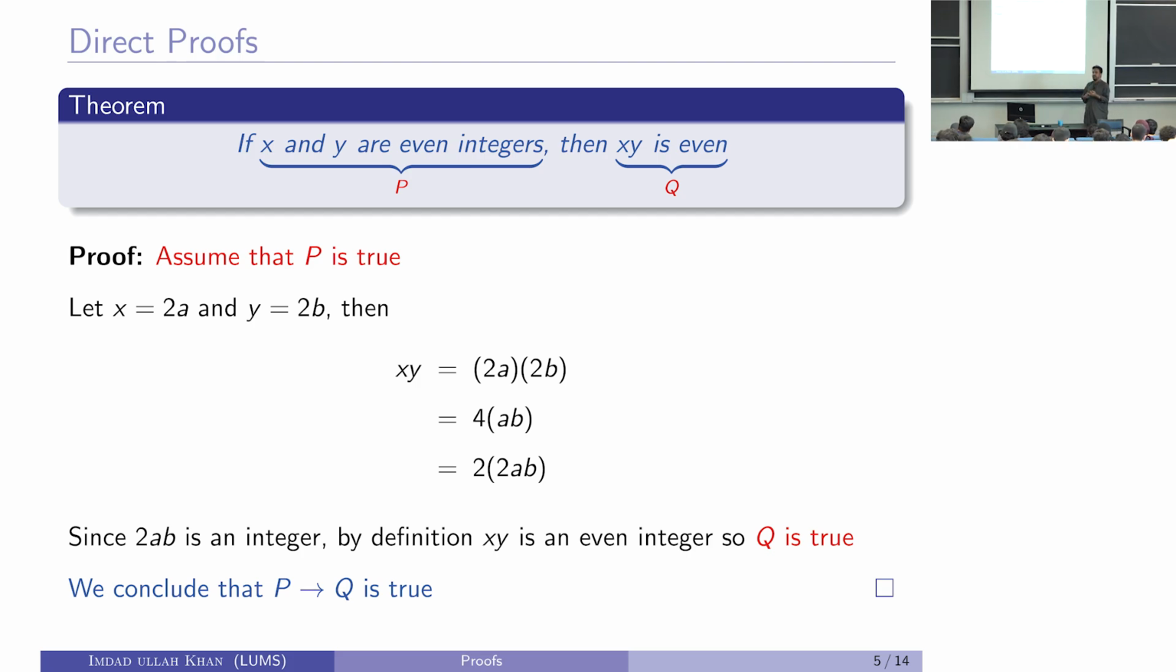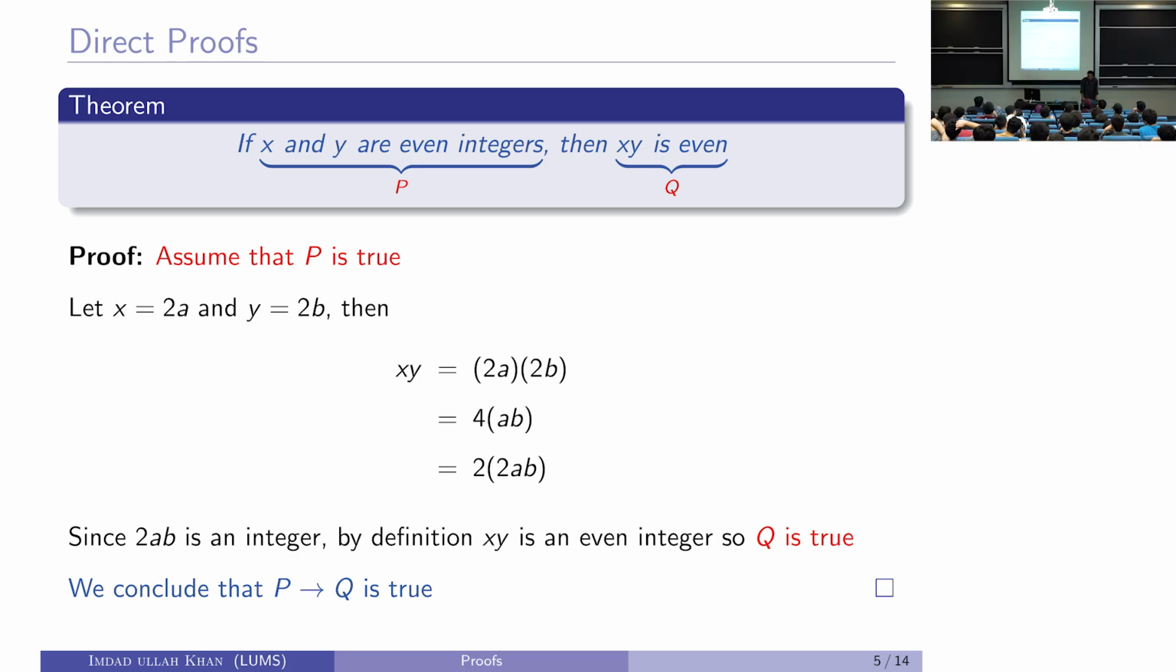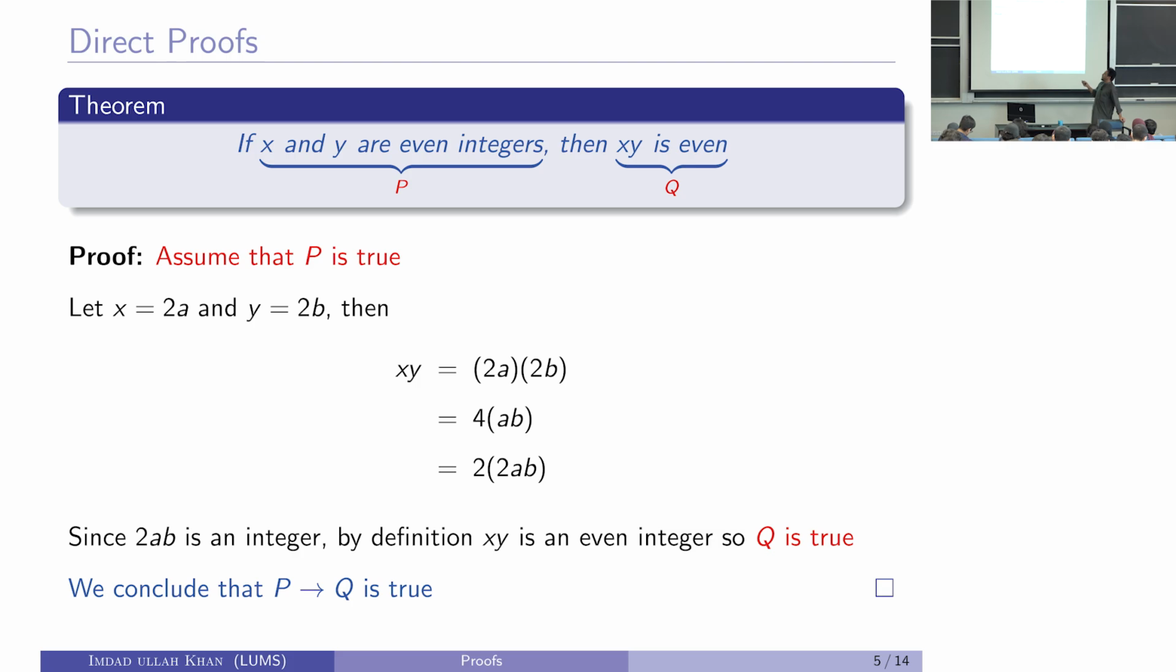If a is an integer and b is an integer, a times b is also an integer. The product of two integers is an integer. So 2ab is also an integer. So now xy can be written as 2 times an integer, and that's the definition of an even integer. So what I got is that xy can be written as twice an integer. That means xy is an even integer. So if I begin with x and y which are both even, then the product xy will be even.